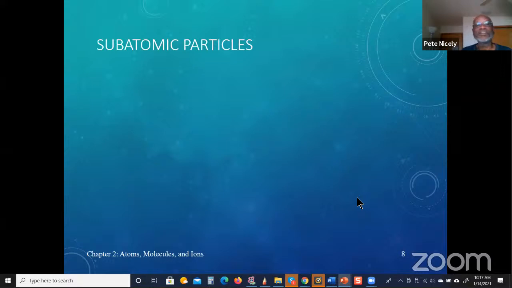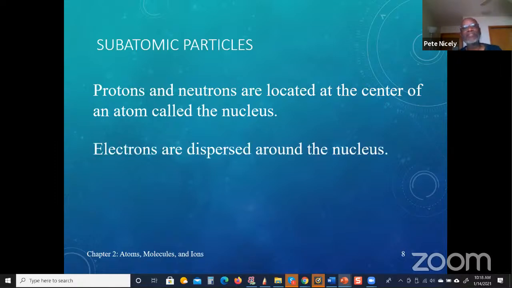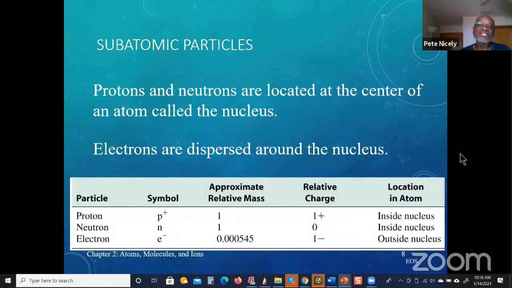Okay, so as I mentioned before, there are some subatomic particles that exist, we know now. So we have the protons and neutrons, which are located in the center of the atom, which is called the nucleus. And then we have the electrons, which are spread out and dispersed around the nucleus. And so these are the 3 fundamental particles that exist in every atom, excepting the normal hydrogen atom.